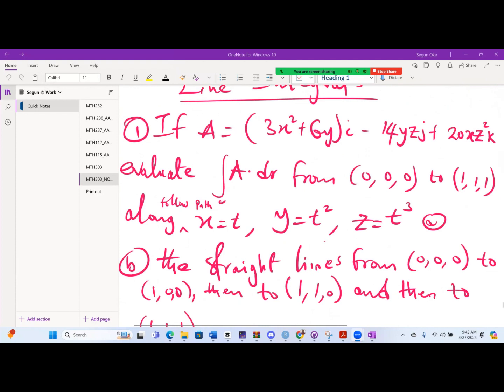So the question says, if A equals 3x squared plus 6y, all in bracket, i, minus 14yz j plus 20x z squared, we are asked to evaluate the integral of A dot dr from (0,0,0) to (1,1,1). For part A, it says x equals t, y equals t squared, z equals t cubed. So you have to substitute. Let's solve part A.